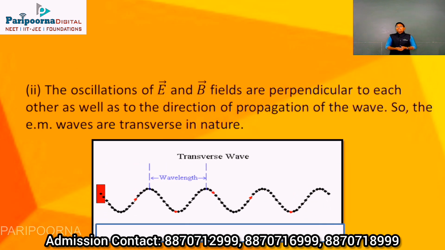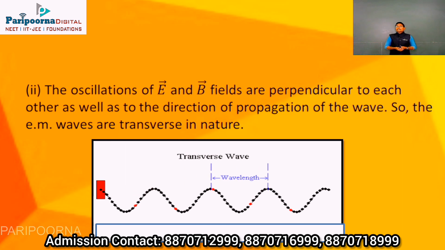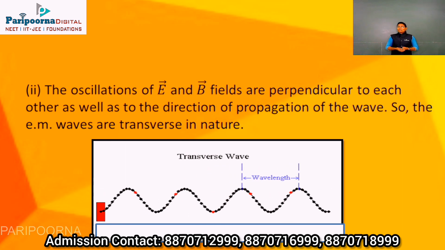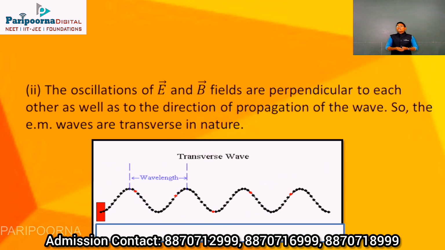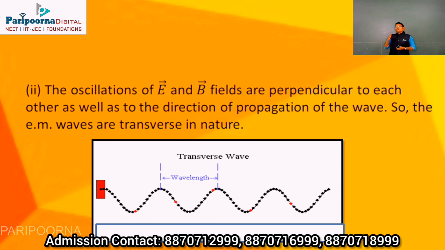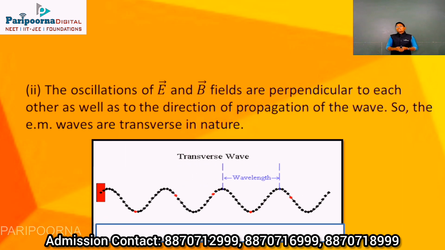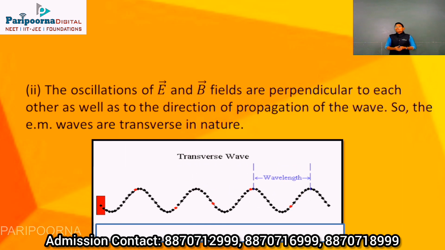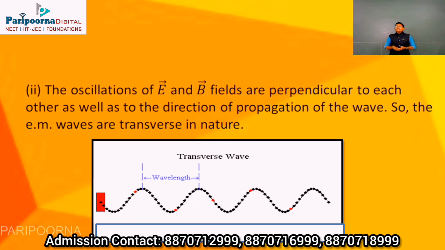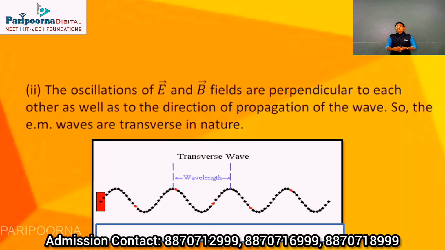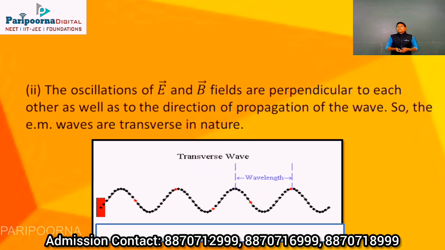The next property is that the oscillations of vectors E and B, the electric field and the magnetic field, are perpendicular to each other as well as to the direction of propagation of the wave. So the electromagnetic waves are transverse in nature, due to the oscillation of the magnetic field and the electric field perpendicular to each other and to the direction of propagation.